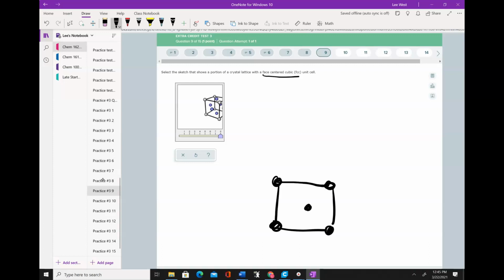There aren't any that are halfway across, along an edge or anything like that. We should just have atoms at every single corner, and then also in the center of every single face. So just take your time to select it. It shouldn't be a problem.